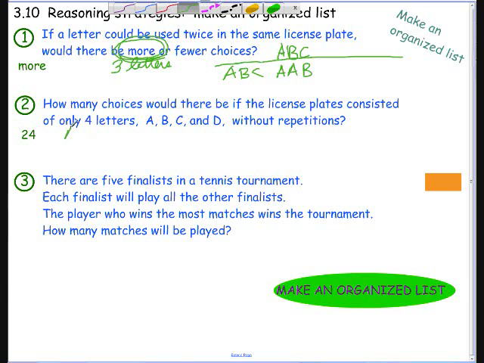We could have A, B, C, D. We could have B, C, D, A. We could have C, D, B. Oh, I'm already messing it up.